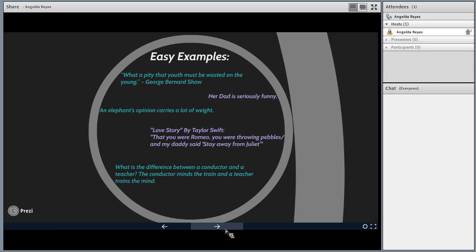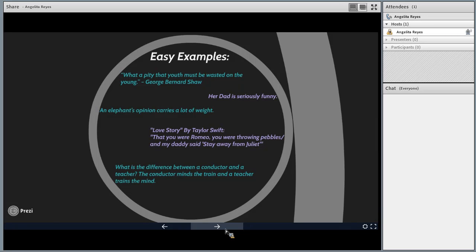Next, we have an example of an allusion. The quote from Taylor Swift's song Love Story: she says, "You're Romeo, you're throwing pebbles, and my daddy said stay away from Juliet." In this song, if you haven't heard it, it's been on the radio, it's pretty old, she's just singing a little love song, but then she uses the names Romeo and Juliet. She doesn't say the play Romeo and Juliet, but she uses those two names, and so people refer back to the play because it's such a popular and historical play that even if you haven't read it, you've most likely heard of it. So that's an example of an allusion.